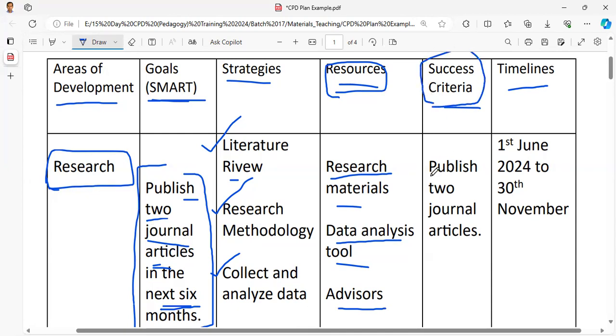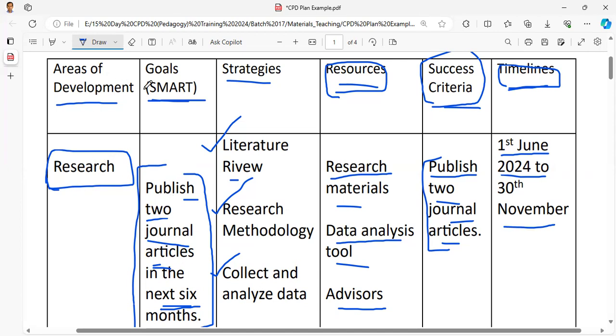So my success criteria is to publish two journal articles. If I can publish two journal articles, this can be called my success in the professional development. So there should be a time. CPD should not go on for an indefinite time. Yes, there should be a timeline. So the timeline is from 1st June 2024 to 30th November. So there is a timeline I have set. Actually, within this timeline, I will publish two journal articles.